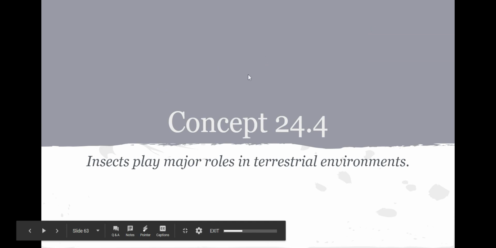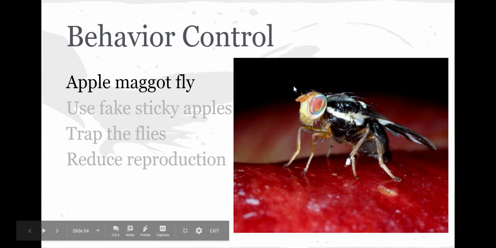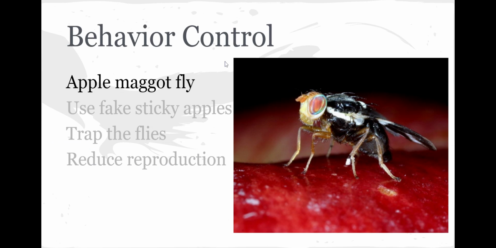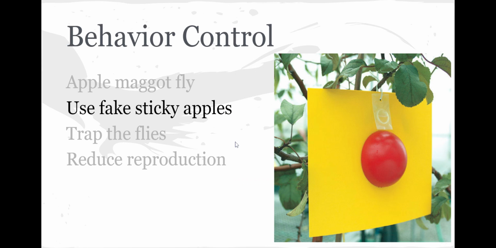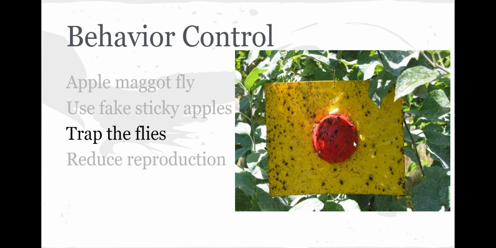Those biological controls that you can see we use are organisms that are going to stop or eat other harmful organisms. In addition, we can do some work with behavioral control. This is an example where we use the apple maggot fly. And we use these fake sticky apples. The fly will land on this fake apple and get stuck to it and be trapped.